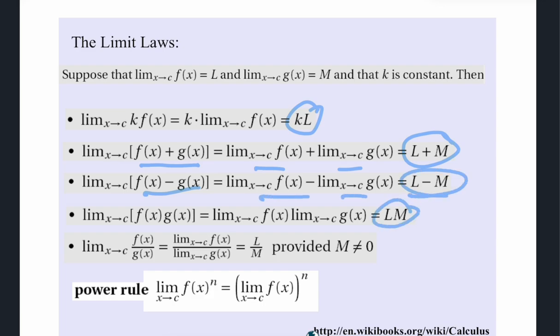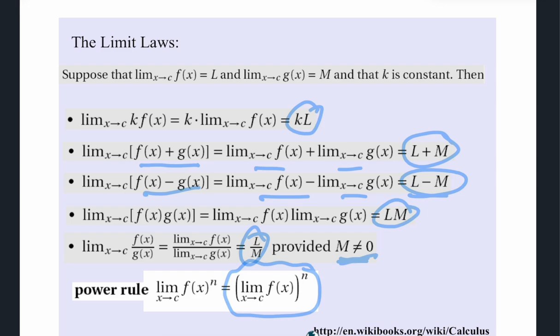Multiplying, just multiply them. Dividing, just divide them. But be careful, you can't have a zero denominator. So if the limits work, but if m happens to be 0 at that particular value, you do have to account for that and say it doesn't exist.